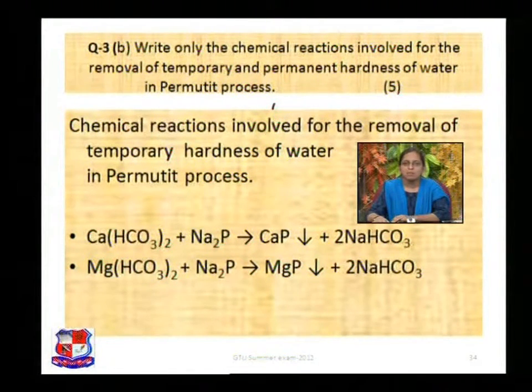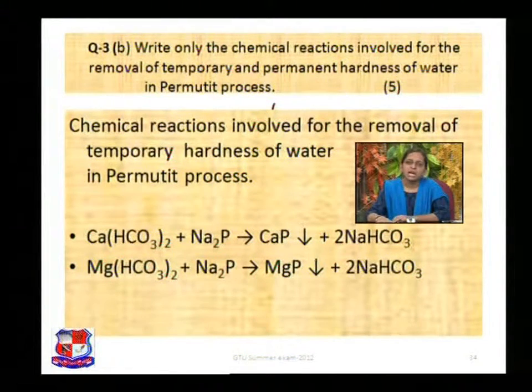Ca(HCO3)2 plus Na2P, that is sodium permutit, and you have calcium bicarbonate. That is going to give the chemical reaction of CaP, that is calcium permutit. Means what? Your calcium ions are getting retained on the permutit, and finally you will get the NaHCO3, that is sodium bicarbonate in the water. Okay, so this is the reaction.